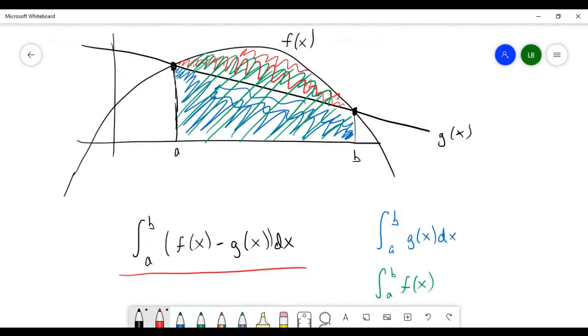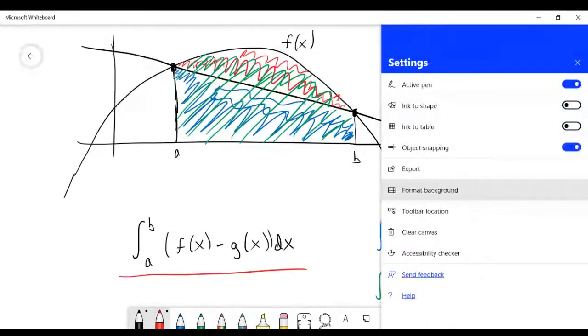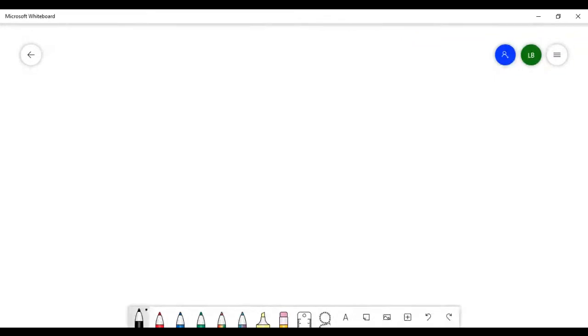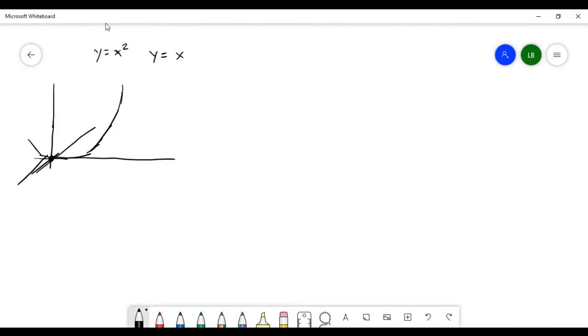For example, if we wanted to find the area between y equals x squared and y equals x. First, we would want to draw a picture just to see what's going on. Here's y equals x squared. And I'll keep going like that. Here's y equals x. And it's almost a good drawing. You'll notice that y equals x is on top.